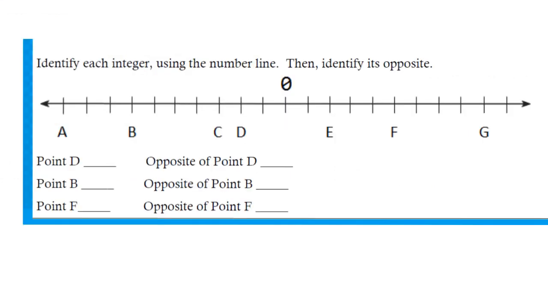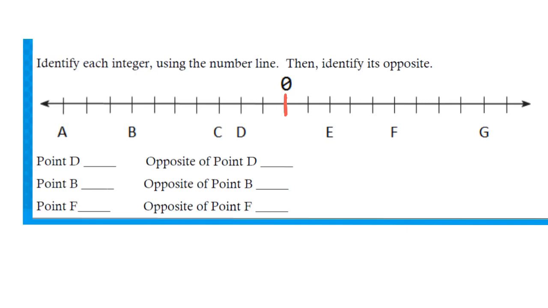Part 2 of your weekly practice is to identify each integer using the number line below. So the important thing on this to note is that 0 is right there. And anything to the left of 0 would be a negative number, and things to the right of 0 would be a positive number. So it started with point D.